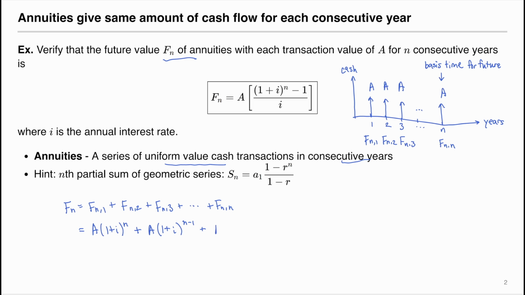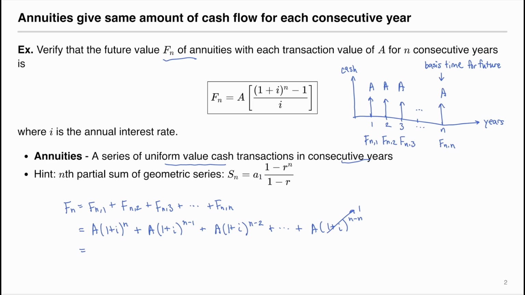For the third year, still the same base amount of money, compound interest 1 + I, and then how many years from the third year to the nth year? That will be n minus 2, and so on. And finally, we will add up the future value of the year n's money, which is just A times (1 + I)^(n minus n), which is 0, so that will go to 1.